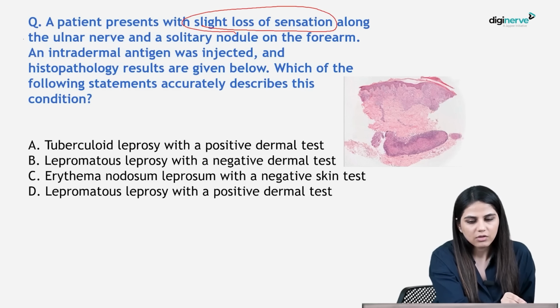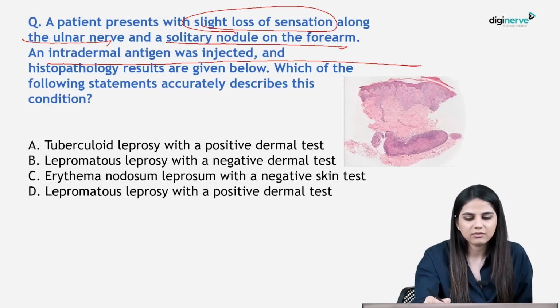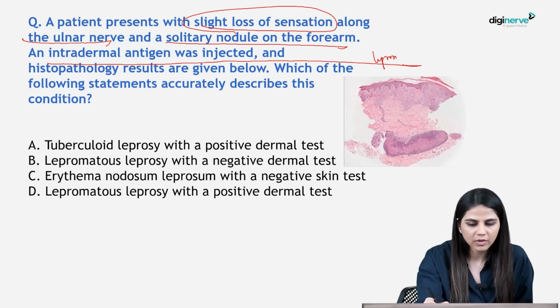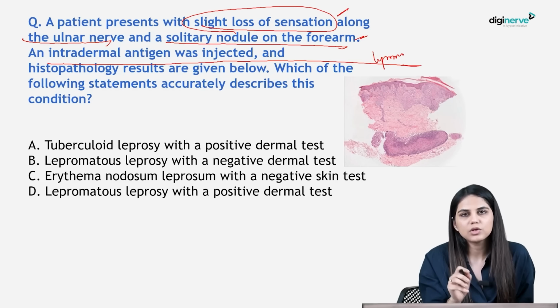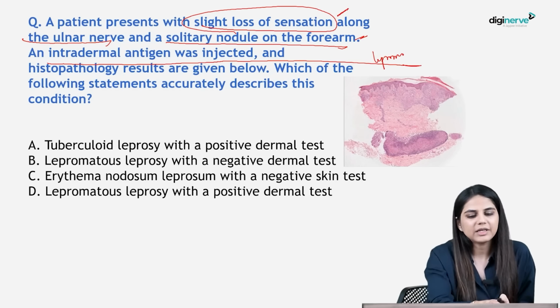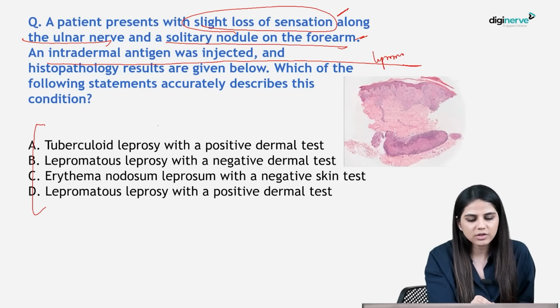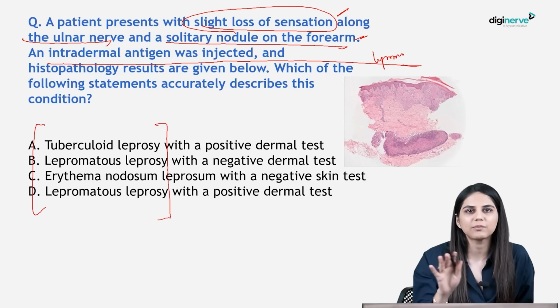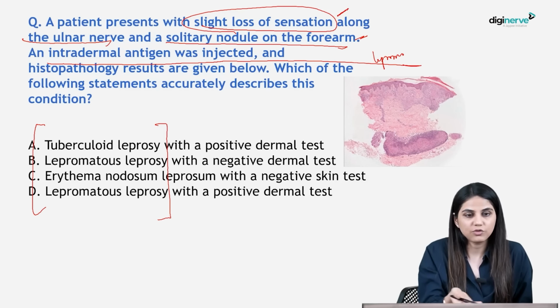A patient presents with loss of sensation along the ulnar nerve, a nodule on the forearm, and intradermal antigen was injected here. Lepromin test, intradermal. Loss of sensation and a nodule on the forearm give a clue towards leprosy. In any case, if you cannot diagnose the disease here, they have already mentioned that they are talking about some type of leprosy. They have told us which type of leprosy to find out.